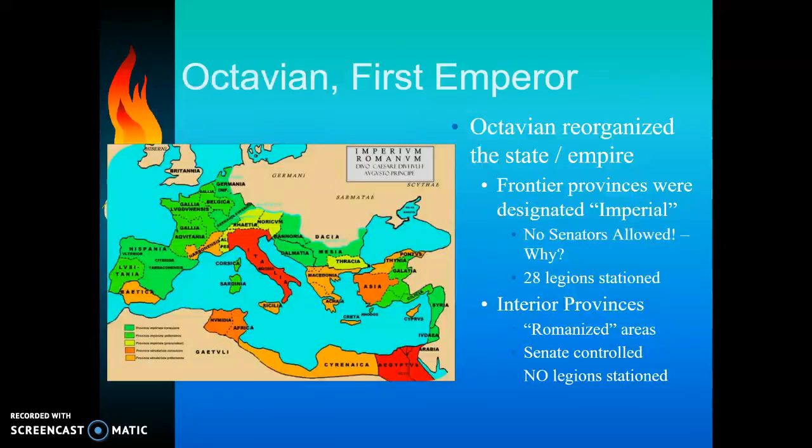The interior provinces were the Romanized areas. These were the areas of the empire like Italy, Gaul, again, North Africa. The most settled areas, the longest as part of the Roman Empire, these were controlled by the Senate and had no legions stationed there.